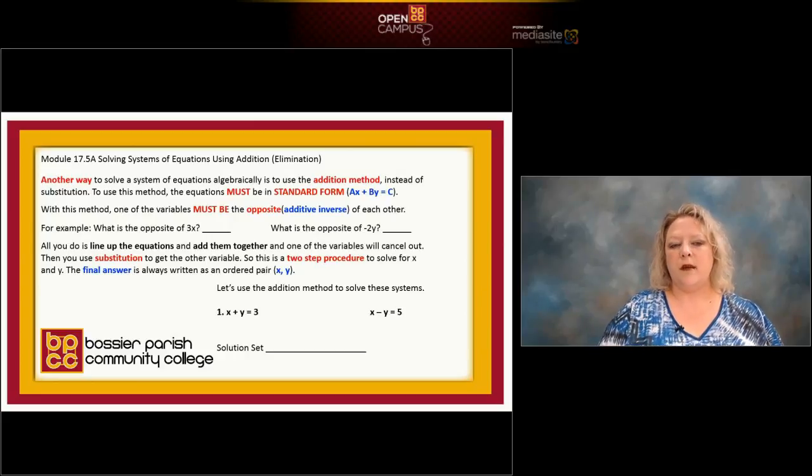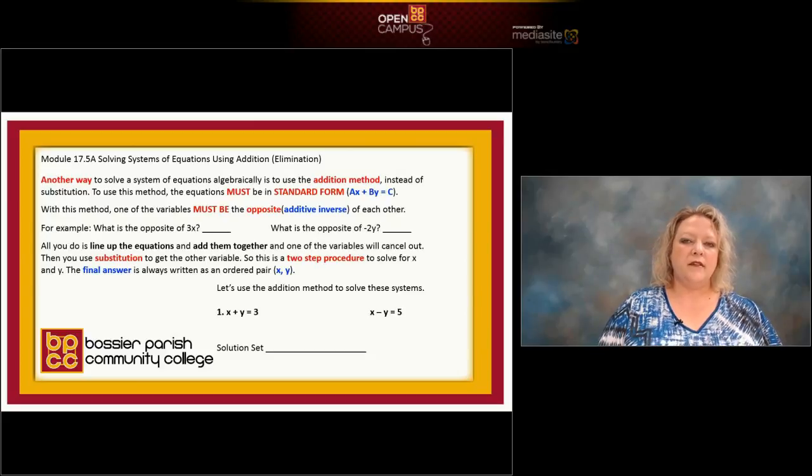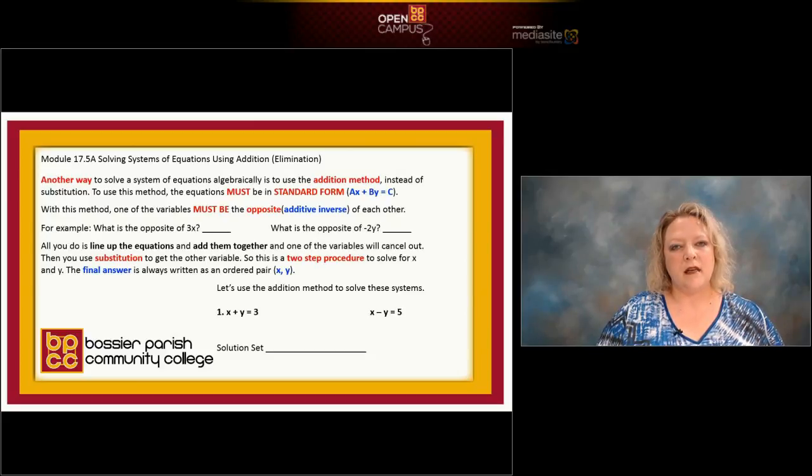So I put a couple of examples. If I give you what is the opposite, or what is the additive inverse, of 3x, you would tell me negative 3x. If I ask you what is the opposite of negative 2y, you would tell me positive 2y. So when I ask you for them to be opposites or inverses of each other, that's what I mean. They need to be the same number, the same coefficient in front of the variable, but the signs, one needs to be plus, one needs to be minus, okay?